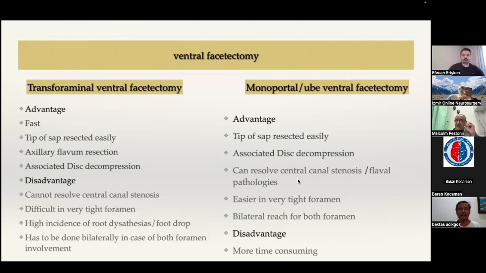It's very easy to do in a tight foramen because you're never actually directly entering the foramen. You are above the foramen. You can see the exiting nerve root. You can go ventral to the nerve root. You can go dorsal to the nerve root, which is what transforaminal surgeons can't do. You can bilaterally reach both foramens through one set of incisions, but its disadvantage, yes, definitely more time consumed.